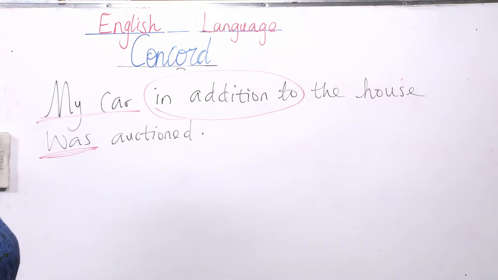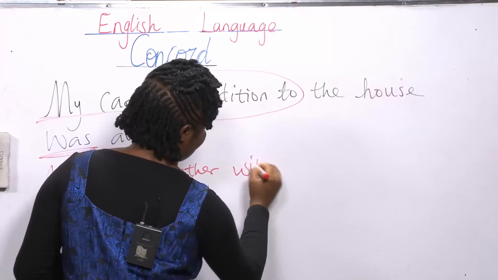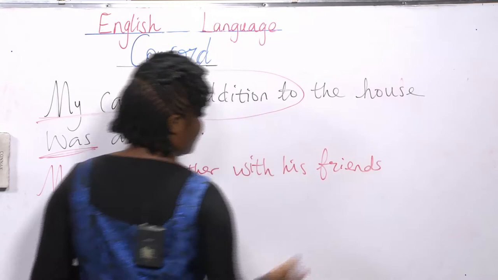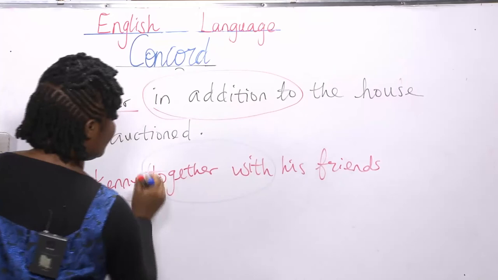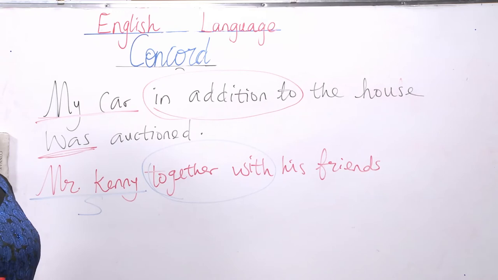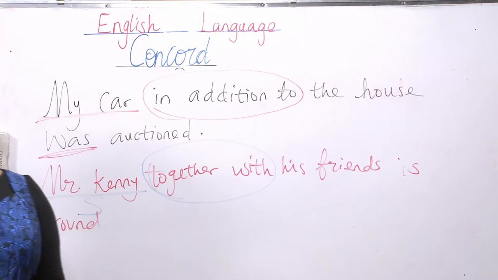Now let's look at one more example before we move on to rule five. Mr. Kenny, together with his friends, is around. The first subject here, Mr. Kenny, being singular and followed by "together with," the verb has to be a singular verb, is around, not are around. So please take note of those words and ensure that whenever you use them after a singular subject, that subject should be followed by a singular verb.